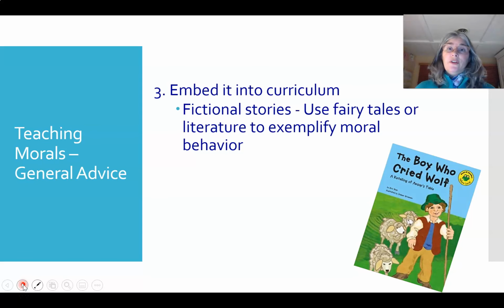All right, what else can you do? Embed it into your curriculum. So this relates to one of those curricular models I was talking about earlier. So the use of fictional stories. So yes, that is a curricular model, but it's also something small that you can bring into any individual classroom. So use fictional stories to try to convey a moral meaning. The Boy Who Cried Wolf, great example in terms of its lesson on the importance of honesty.